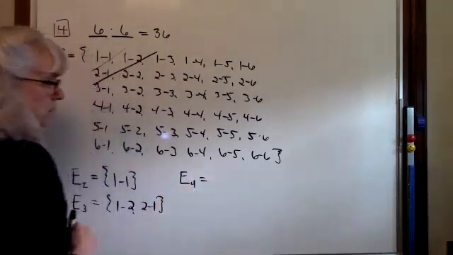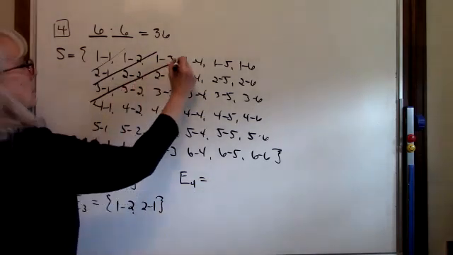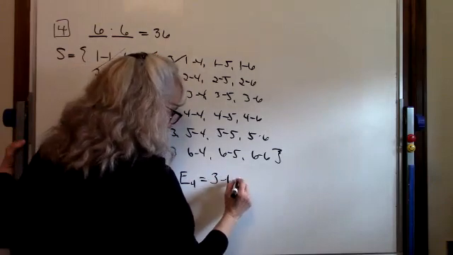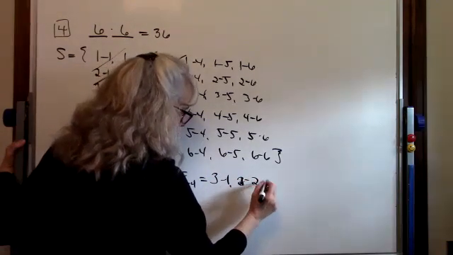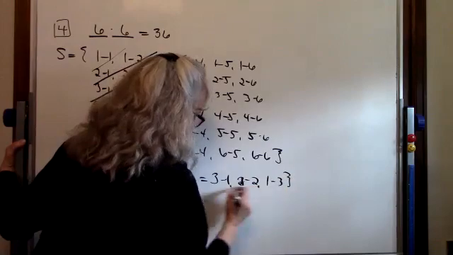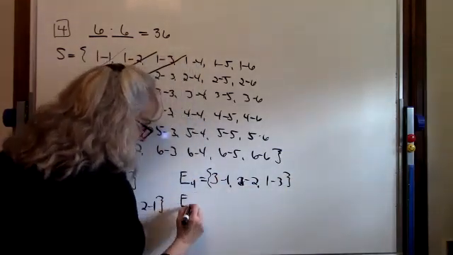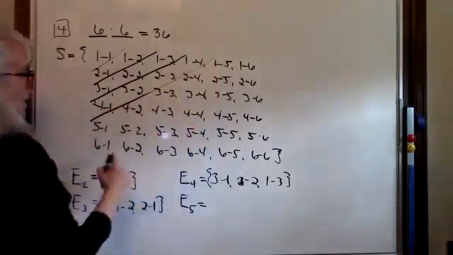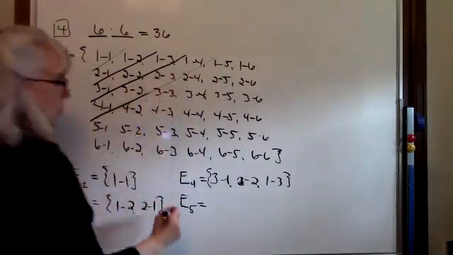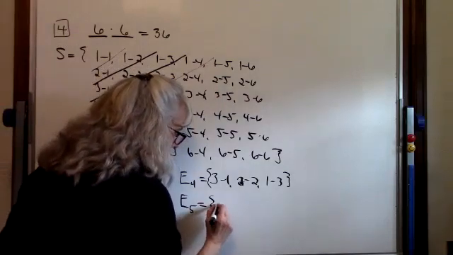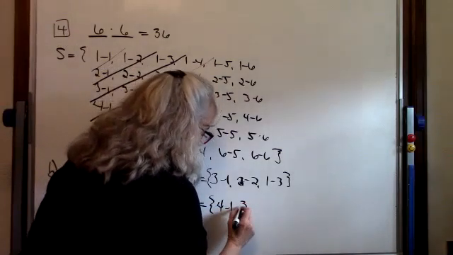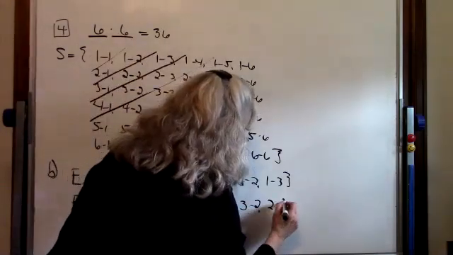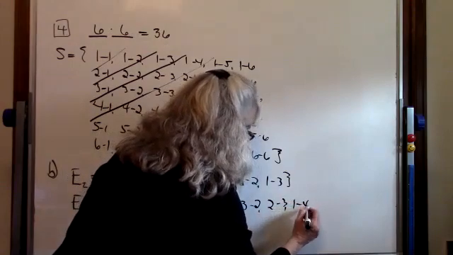E4 would be a sum of 4. So for us, that's this diagonal. So that would be the 3, 1, the 2, 2, and the 1, 3. You can start to see the pattern. We'll do one more. E5 would be this diagonal sitting through here. So that would be the 4, 1, the 3, 2, the 2, 3, and the 1, 4. And again, because it's a set, it doesn't matter in what order you're listing it. 4, 1, 3, 2, 2, 3, and 1, 4.